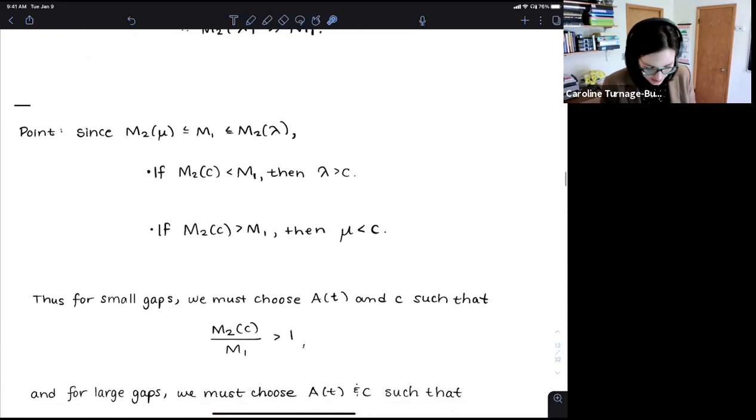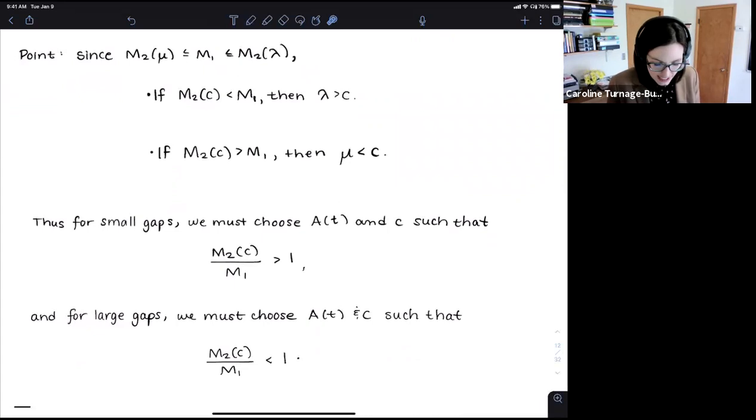So notice that if you believe this chain of inequalities, then if you can find a number C that forces the local average to be smaller than the global average, then because of this chain of inequalities and because M2 of C is monotonically increasing, lambda has to be greater than C. You get a lower bound on C. On the other hand, if you can find a C for which the local average is greater than the global average, then the only way to fit this into the chain of inequalities would be to show that mu is less than C.